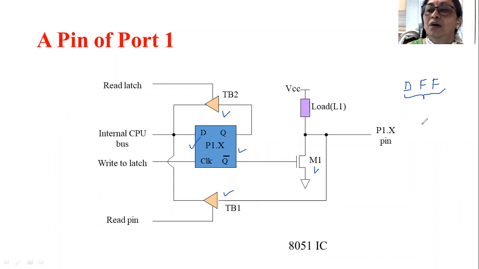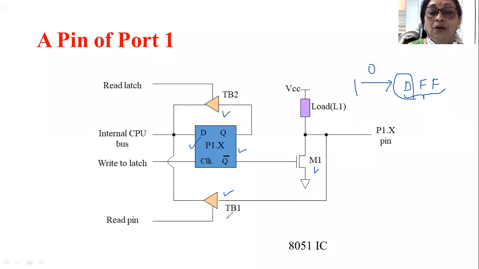What is a flip flop? Flip flop is a data storing element. Either it can store 0 or it can store 1. So it is a memory element, isn't it? So D is the input of this D flip flop. When you apply 0 to this D, the D flip flop will store a bit 0. And if you apply 1, then it will store 1. So it is a storing element. So this is a D flip flop.